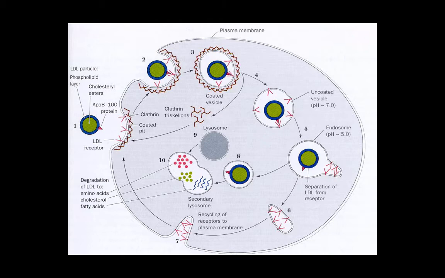This vesicle here recycles back to the membrane. So the same receptor can go through this process multiple times. It goes to the cell surface, cycles through, binds LDL if present, goes through this process, and goes back to the membrane until it is eventually degraded. So the receptors are in a dynamic flux. And I'll tell you why that's important in a second.